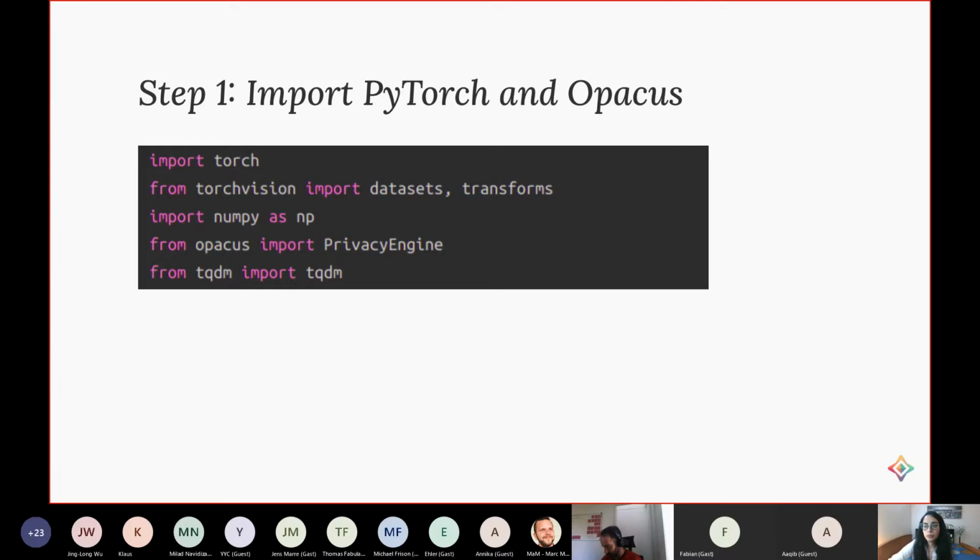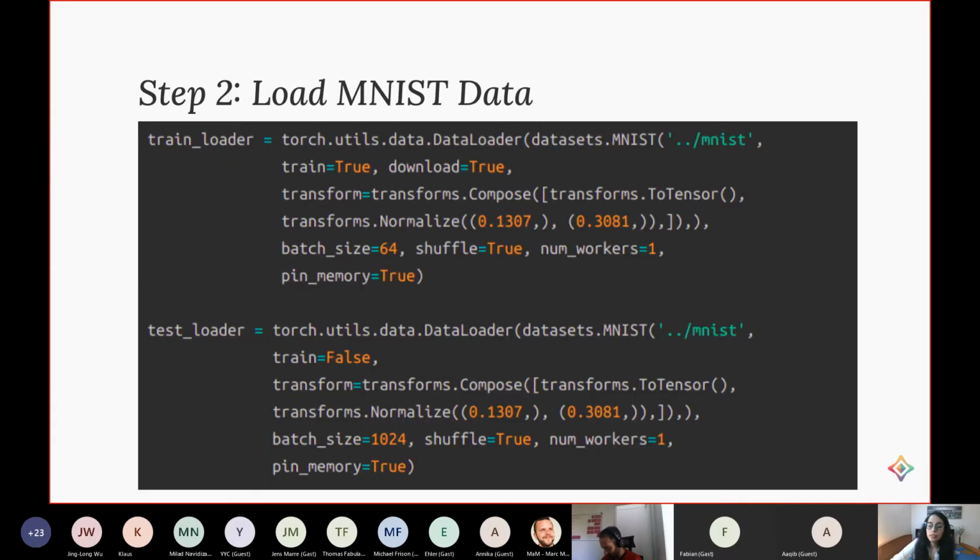Your first step is to import the PyTorch and Opacus libraries and any other simple helper libraries that you will need. The second step is to actually use data loaders to load MNIST data and make the training dataset and the test dataset. In this, you will see that I have also normalized the data using its mean and standard deviation, and I have specified the batch sizes as well.